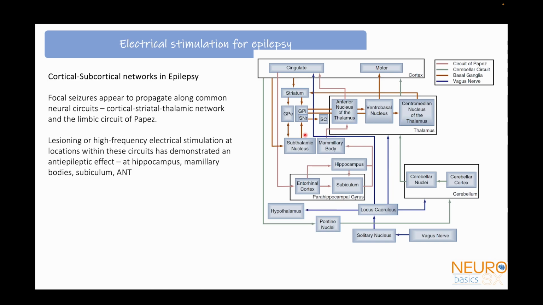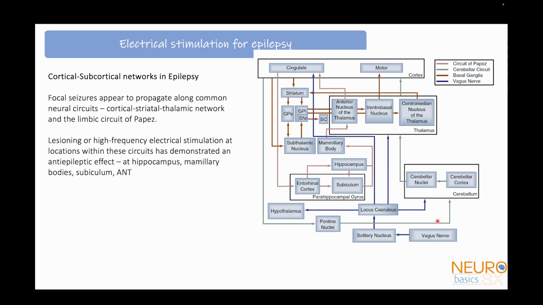There are two important circuits. There's a cortical striatal thalamic network and there's a limbic circuit of Papez. Okay, so these are very well-known circuits. And it's been found that either destroying substrates in these circuits or using high frequency stimulation in these regions in particular areas can actually have an anti-epileptic effect. The most commonly targeted areas would be the hippocampus, the mammillary bodies, the subiculum, and the anterior nucleus of the thalamus. Okay, another important structure you can note here is the vagus nerve.